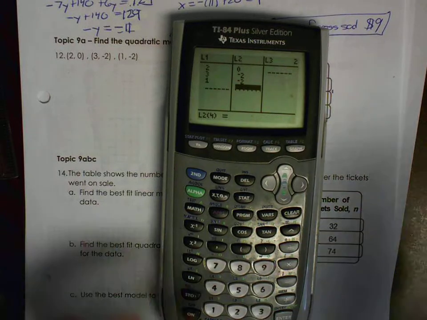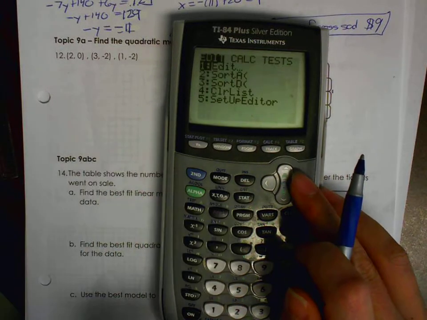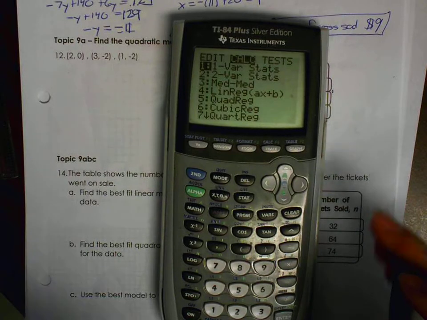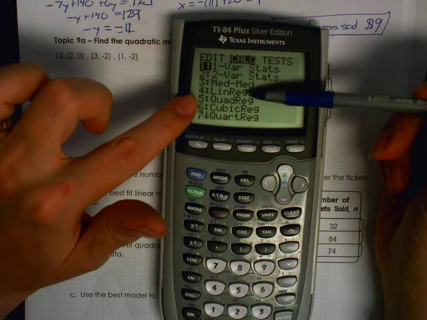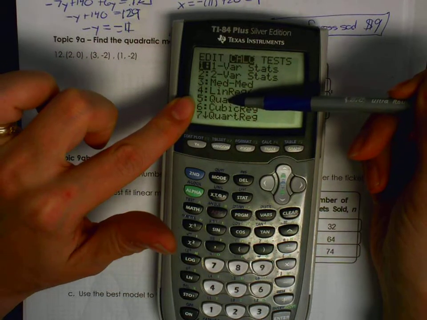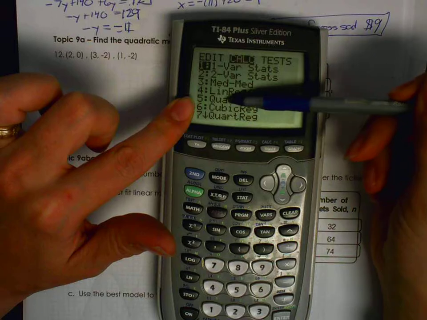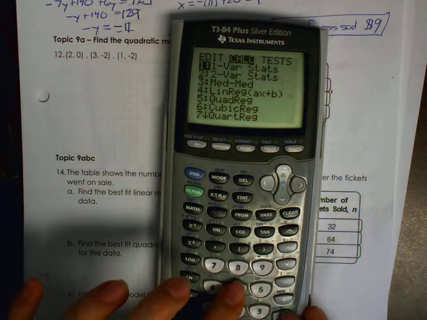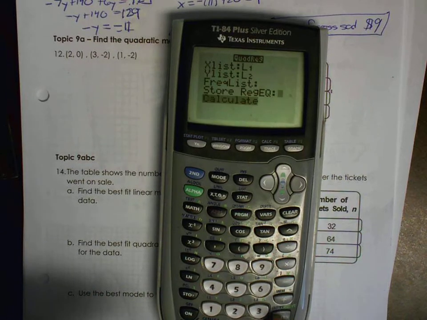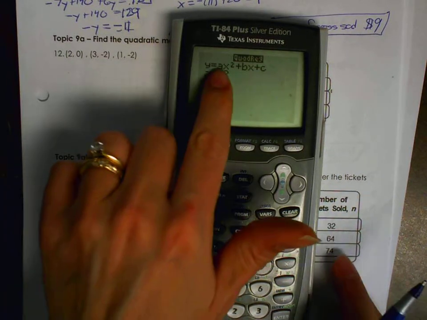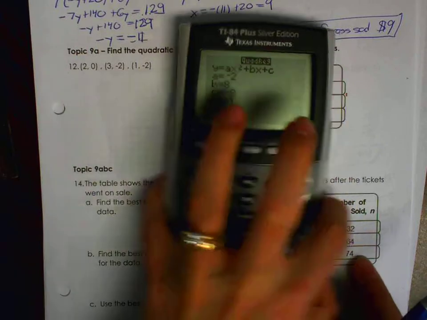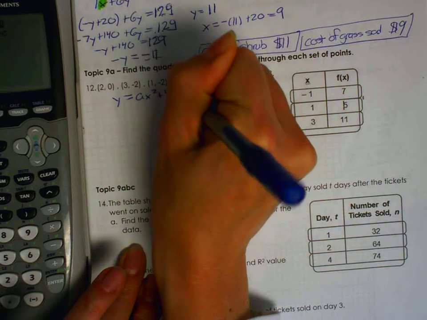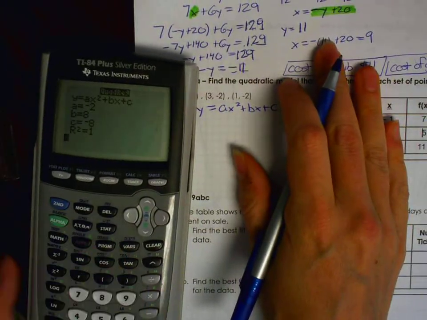So once I've entered my data in edit, I go back to stat, and now I'm calculating. I am calculating the curve of best fit. If you look down here, number 5 says quadratic regression. So that quadratic, that's my curve of best fit. I'm going to go to 5, enter, enter, enter, enter, enter. And it even gives me the basic form of a quadratic, right? So my basic form is ax squared plus bx plus c. It gives that to me right on my calculator.